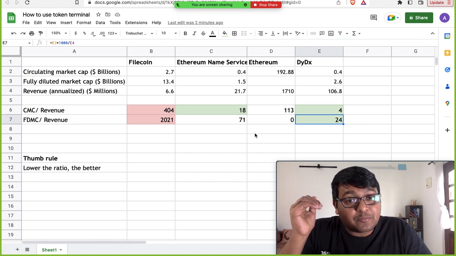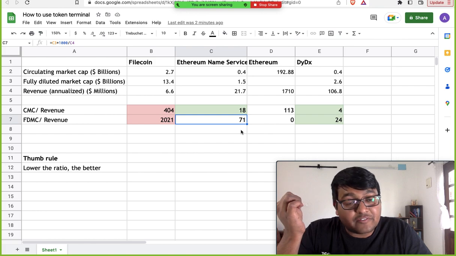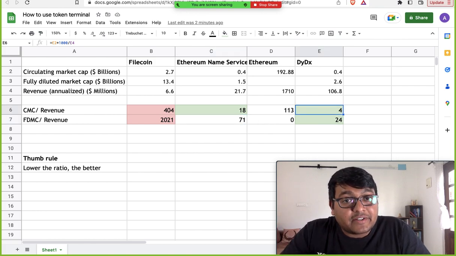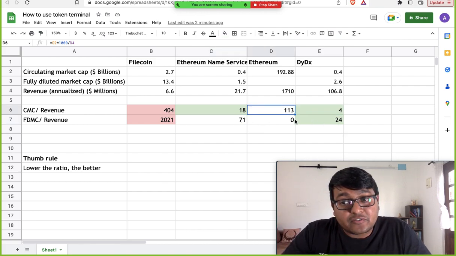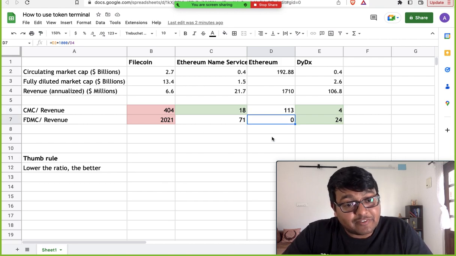Ethereum Name Service is at about 18 and 71 if you take the fully diluted revenue. And Ethereum is about 113. Of course, fully diluted you can't say because Ethereum is an inflationary crypto, but it's a very small inflation, so roughly you can say 113.